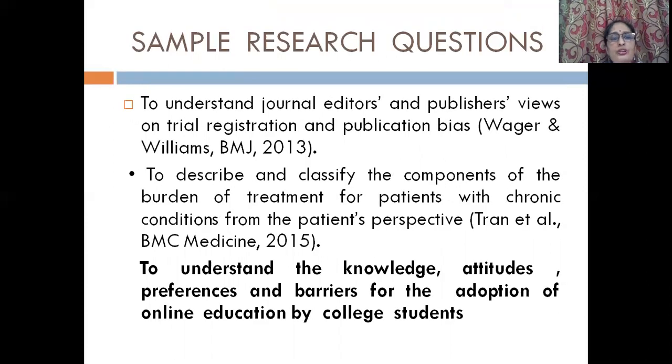Now, these are two sample research questions from journals. The first one, if you see, friends, is to understand journals', editors', and publishers' views. Second is to describe and classify the components. The third is if we are going to study the impact of the adoption of online education, or we want to know what is the effect of the adoption of online education and what are the factors that have influenced, then we may frame our research question like this: to understand the knowledge, attitudes, preferences, and barriers for the adoption of online education by college students.